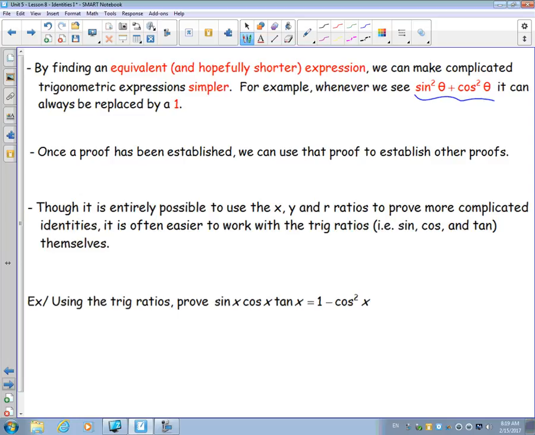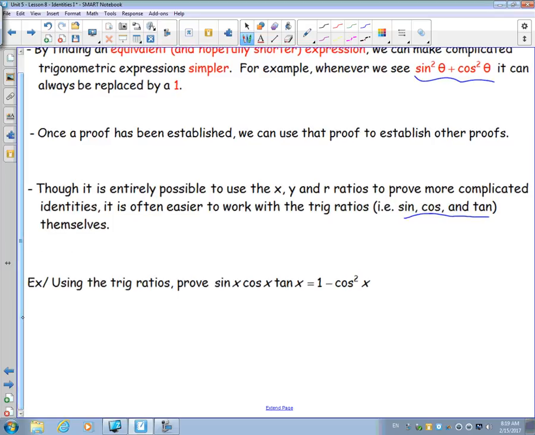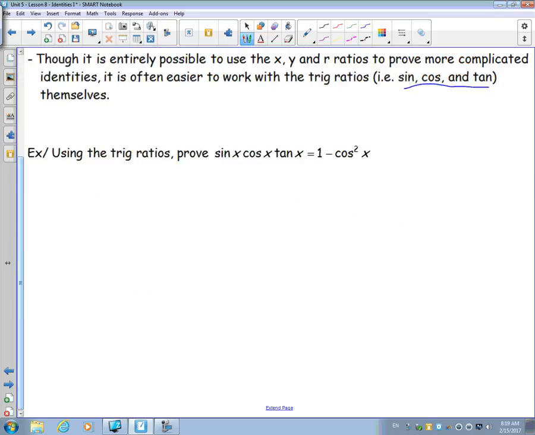And yes, we could use x, y, and r, but we're going to try and get away from that because it often makes things more complicated. We're going to try and work with sine, cos, and tan. So, using our trig ratios, can we prove that sine x, cos x, tan x is 1 minus cos squared? So, how do I go about doing this? This is the same question we just did a second ago, but we want to do it in a slightly different way. So what are some things that we've proved right off the bat already?